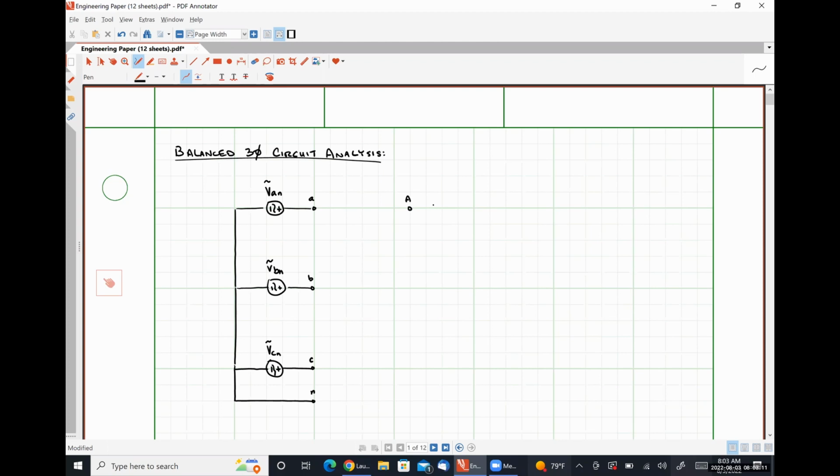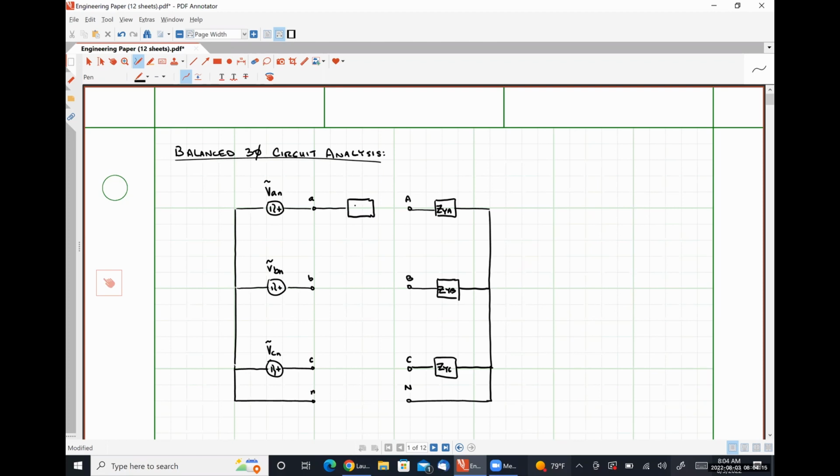Over here on the load side, we are going to have a Y-connected three-phase load, which is going to be composed of three impedances. We'll have ZYA, ZYB, and ZYC.